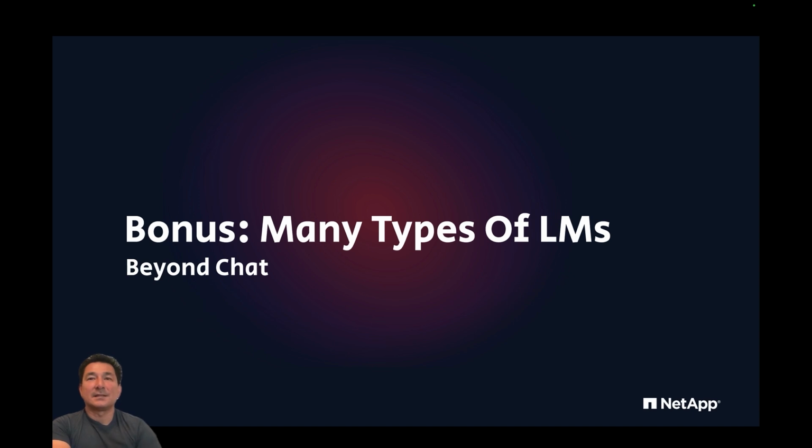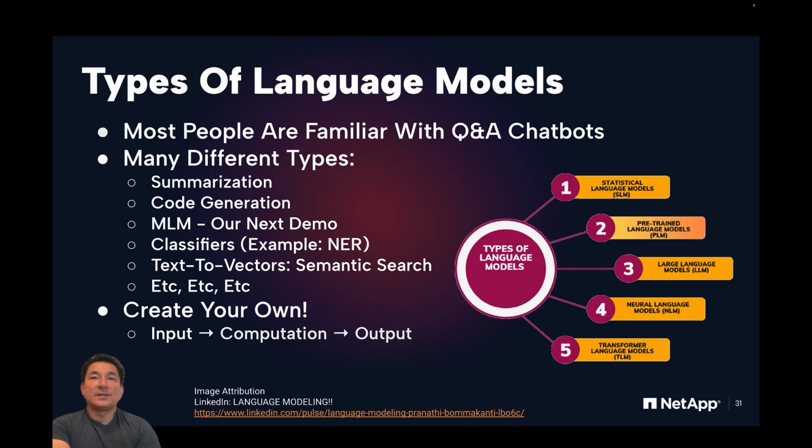I thought it was worth discussing that there are many types of different language models beyond the typical Q&A model like Claude or ChatGPT. We're going to discuss a few of them and actually demonstrate one of them today. So most of us interact with large language models like ChatGPT, Claude, or Gemini. These are typical Q&A chatbots. Ask it a question and it provides an answer.